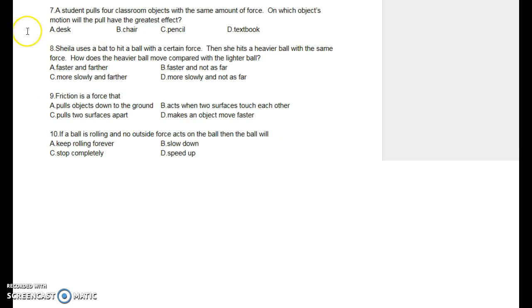Number 7. A student pulls 4 classroom objects with the same amount of force. On which object's motion will the pull have the greatest effect? Desk, chair, pencil, textbook.